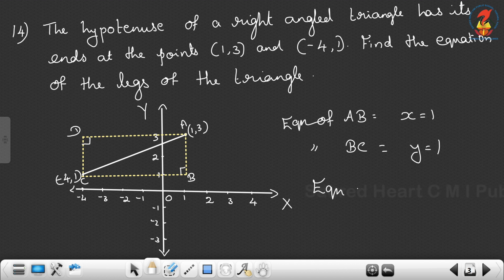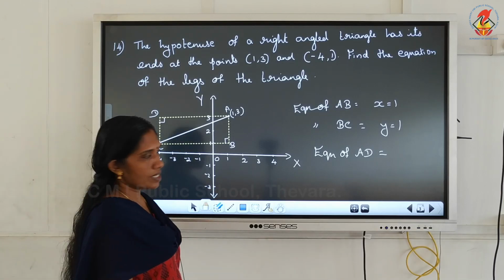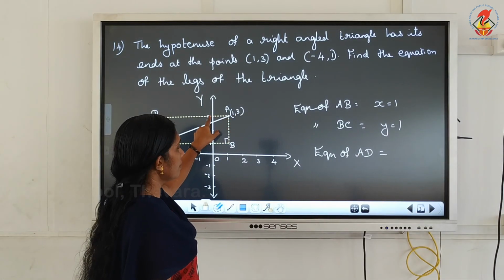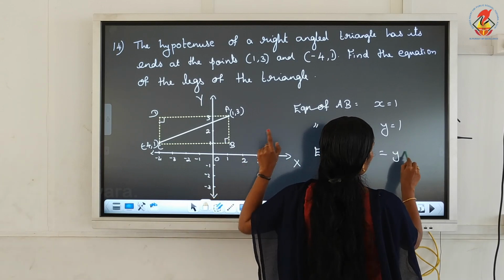Now, the other triangle, AD and CD. What about AD? AD is parallel to x axis. So, y is equal to constant. Y through which point? 3. So, y is equal to 3.